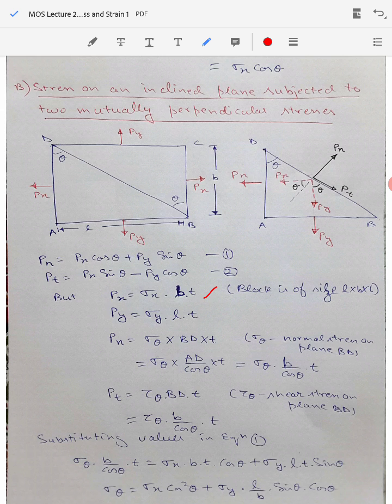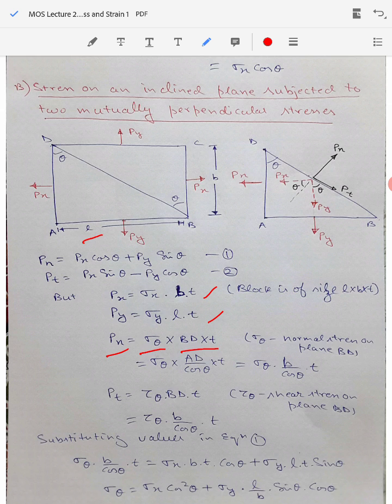Similarly, you can find the value of load Py, which will be equal to stress in the y direction multiplied by the length into thickness of the rod. So Py will be equal to sigma y into L into T. Now comes the Pn, load acting perpendicular to the BD. If I call the stress perpendicular to BD as sigma theta, then sigma theta multiplied by the cross section area on which it is acting is BD multiplied by the thickness of the rod. So BD into T will be the area on which it is acting. So the Pn will be equal to sigma theta into BD into T.